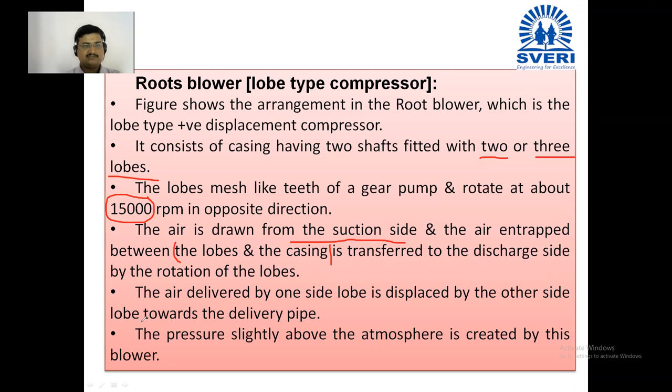I request you, please write down these 1, 2, 3, 4, 5 and 6 points in your notebook. I'll dictate it and you will have to write it down. Are you ready with the pen and notebook? Yes, sir. The heading: lobe type of compressor or root blower. Write down.